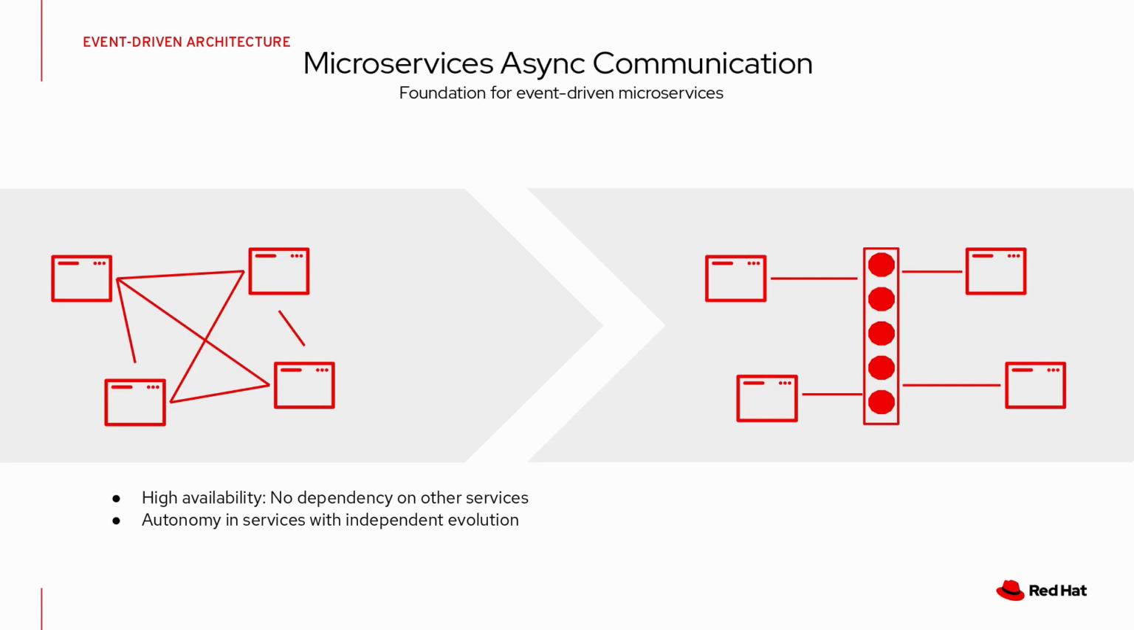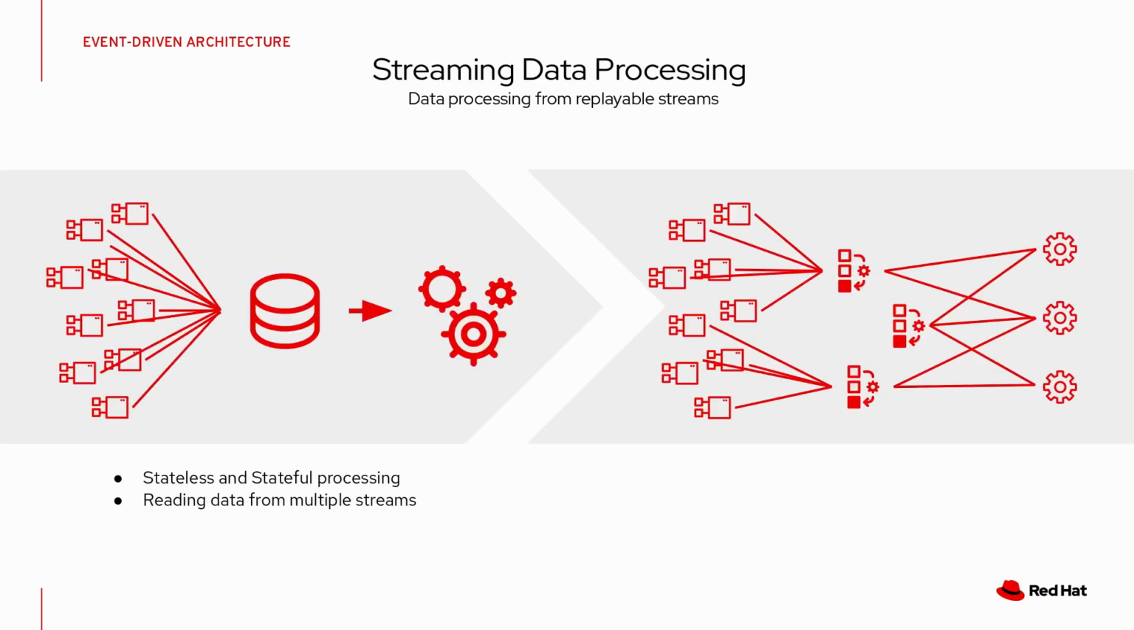So first of all, you can use event-driven architecture to implement the asynchronous communication between your microservices applications, so that some microservices will send events and the other will consume, and you can use the centralized event streaming platform as a backbone of this architecture.